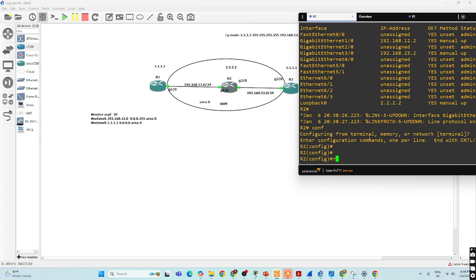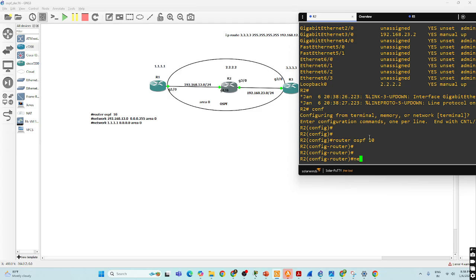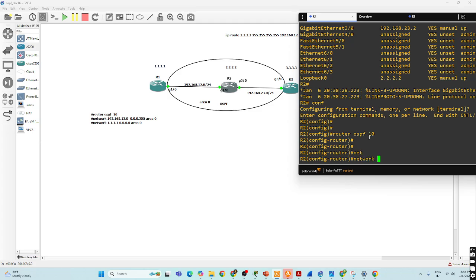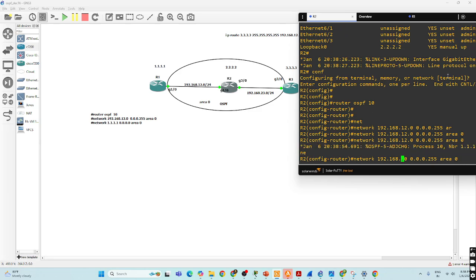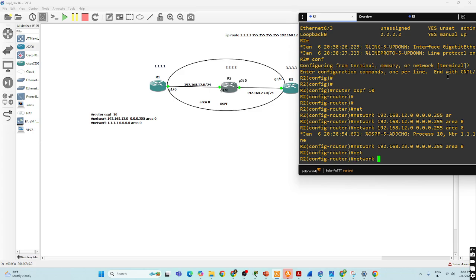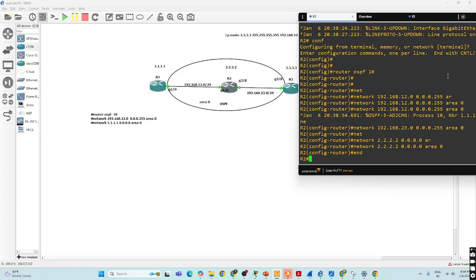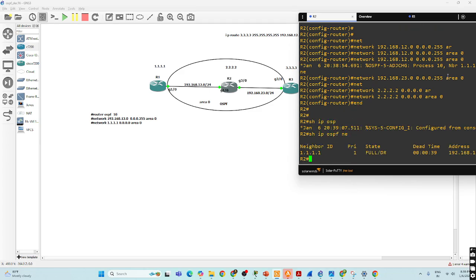So router OSPF 10. Tell me the networks which I would like to advertise in OSPF. What are the networks? 12.0, 23.0, 2.2.2.2. Very good. 12.0 and the wildcard mask with area 0. Then 23.0. See, OSPF is coming up. Then network 2.2.2.2 and wildcard mask and area 0. Perfect. Now see, show IP OSPF neighbors. One neighbor is discovered and established.